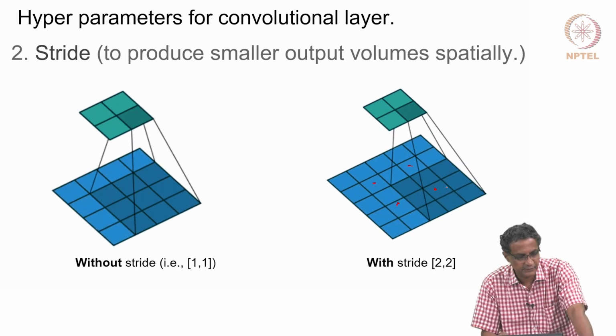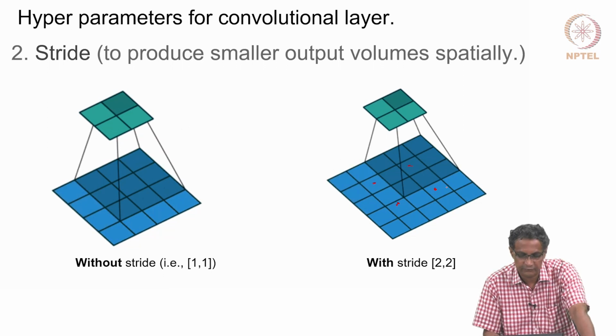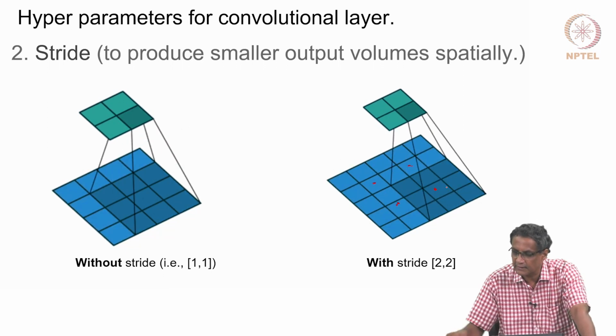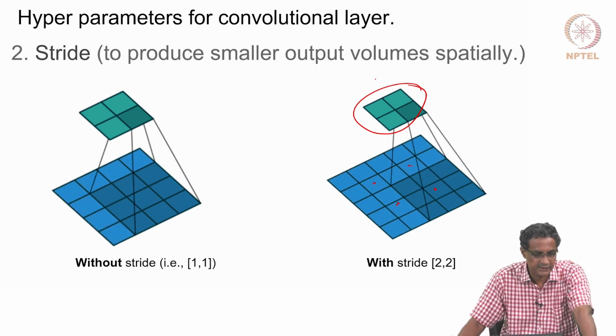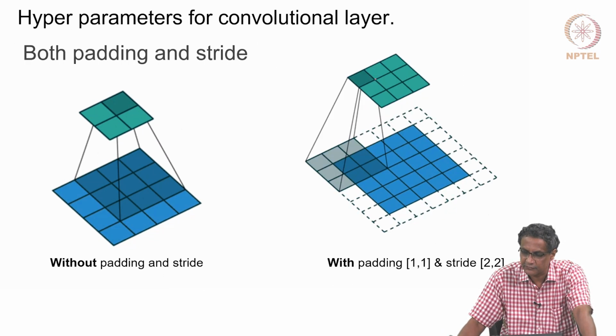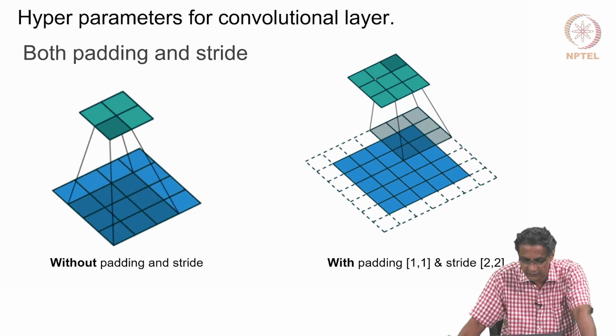These are small ones, so we are taking 1 and 2, but you can have stride 4, 5, and so on. And again, accordingly, the size you get here will change. But there's a systematic way to arrive at that number, what the output size should be. Then you can have both zero padding and stride.